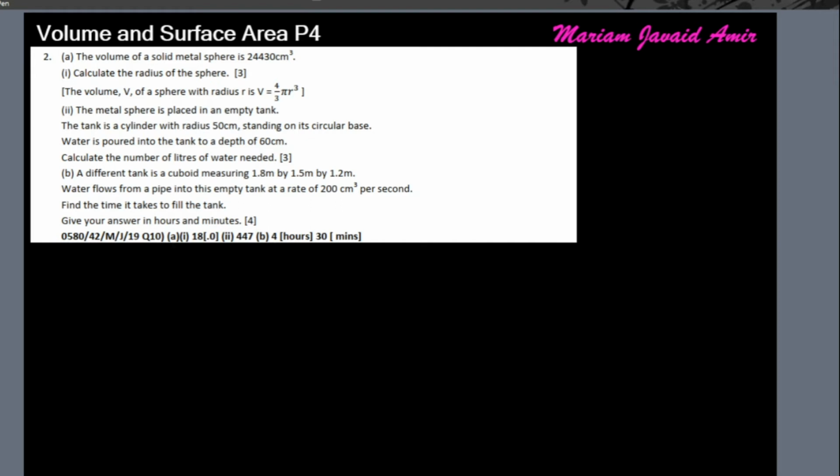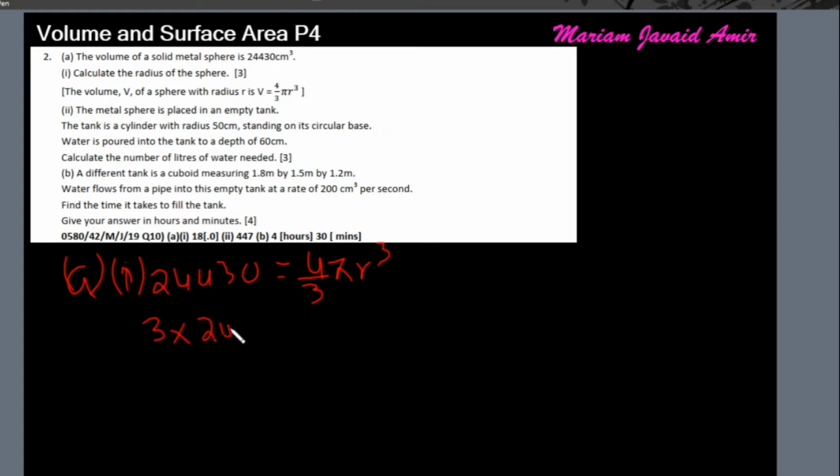Question number 2. Part A. The volume of a solid metal sphere is 24430. Calculate the radius of the sphere. So the volume's formula is 4 over 3 pi r cube. So multiply this with 3, then divide by 4 pi, 24430 over 4 pi, then to make r the subject we take cube root on both sides. So 3 times 24430 divided by 4 pi, cube root of answer, which gives 18.0 as the final answer.